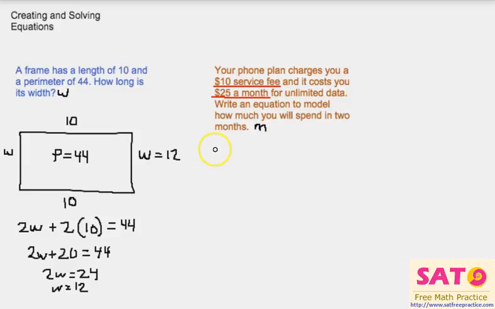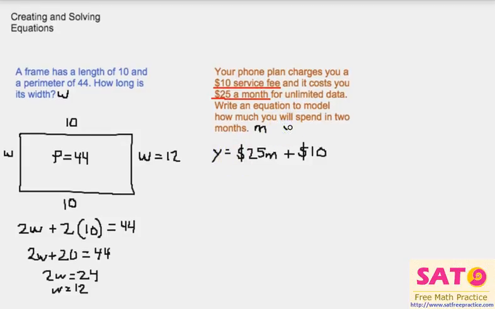So let's write an equation. Y equals $25 times M plus this one-time service fee, which is $10. This would be our equation, and Y would be the overall cost. Let's call it that. And this is our equation. If we wanted to actually solve it, we would substitute in 2 for months, and then we would get 50 plus 10, which is 60.